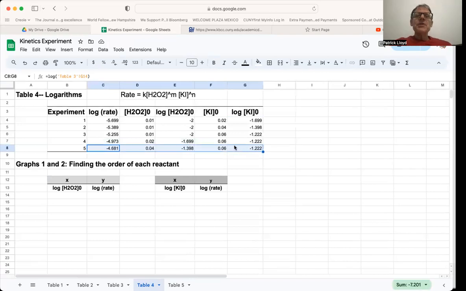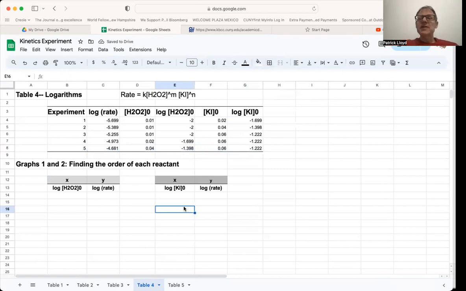That's pretty good. But let's take advantage of this now, and let's go on to the next step. This will only take a little bit of time, and that is to do some graphing to find the exponents, to find the orders m and n. So here's what you do. You're going to do 2 separate graphs. The first one is going to be the peroxide.